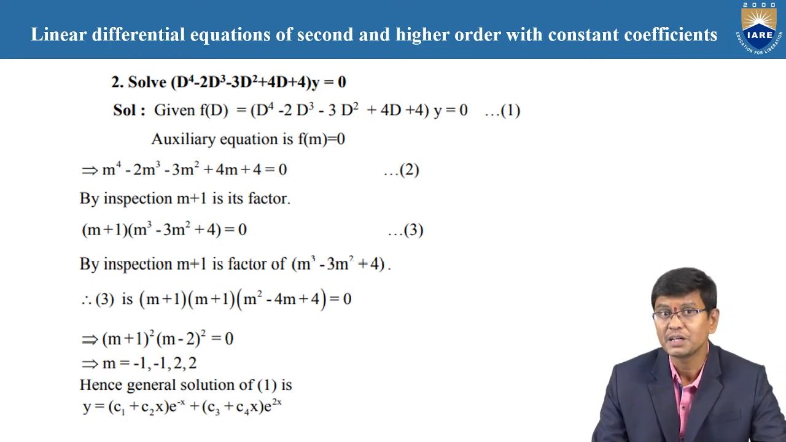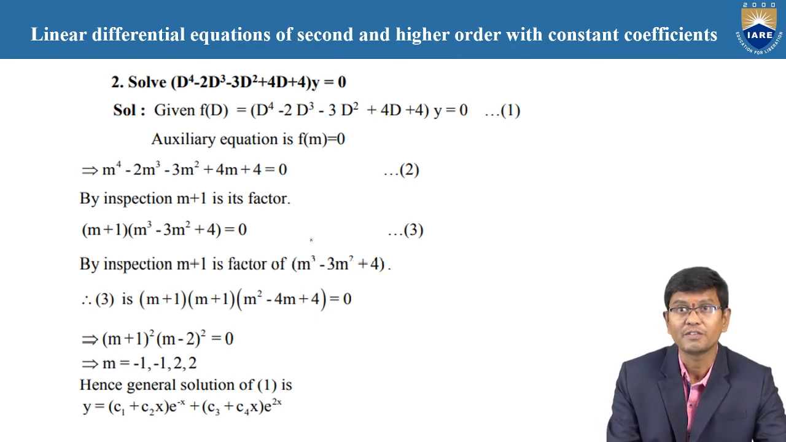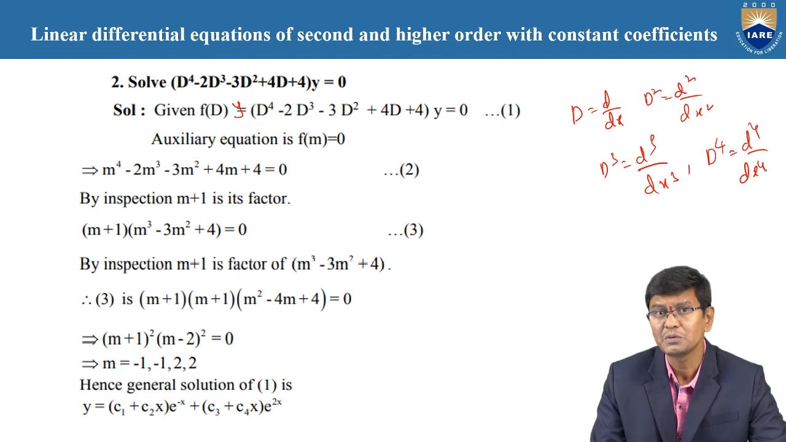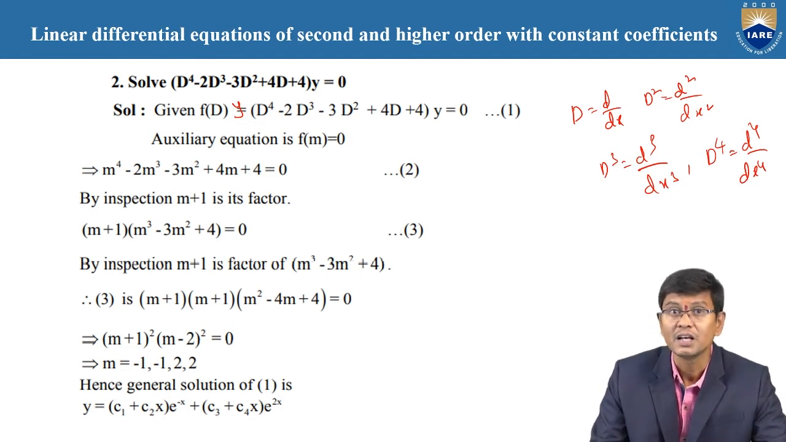First of all, when we reduce it to the operator form, that is f(D) y = 0, by replacing capital D with d/dx, D^2 with d^2/dx^2, D^3 with d^3/dx^3, and finally D^4 with d^4/dx^4 only. Therefore, using this operator form, the equation is reduced to (D^4 - 2D^3 - 3D^2 + 4D + 4) y = 0. Now we need to reduce it to the auxiliary equation.